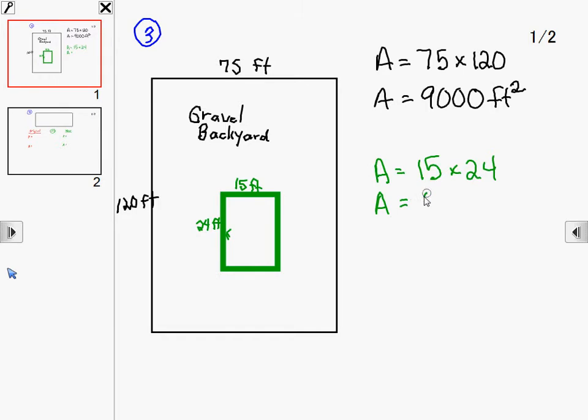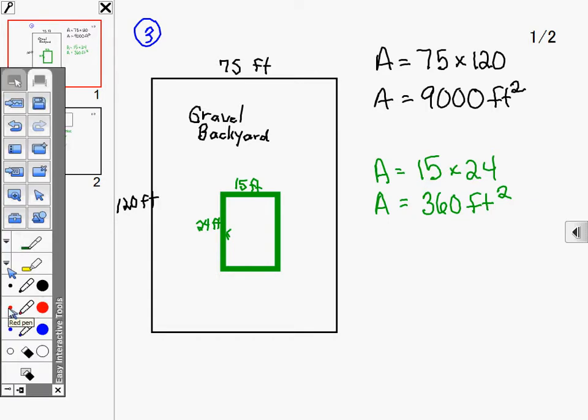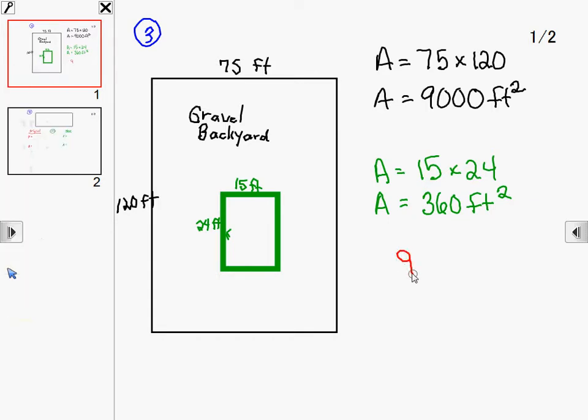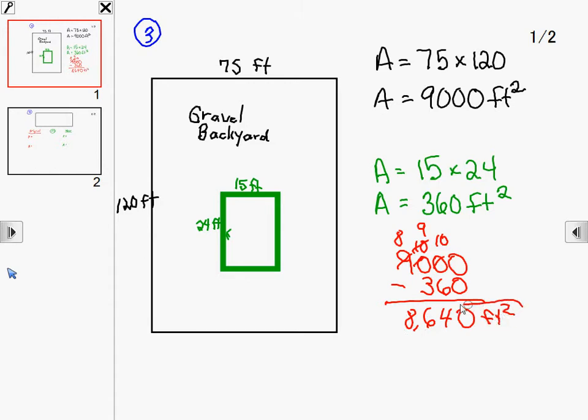I got 360. Very good. So, okay, the whole backyard is 9,000 square feet. The vegetable garden is 360 square feet. So how are we going to find how much gravel we need? I subtracted the vegetable garden's square feet from the square feet of the entire yard. Very good. So the whole yard minus that one little part that's filled with the vegetable garden is going to give us the area of the part that's filled with gravel. And that just so happens to be 8,640 square feet.